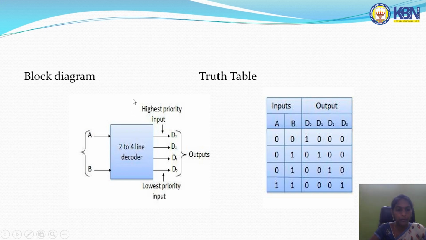The 2:4 line decoder. The 2 represents the input lines, so we take the variables A and B. The 4 determines the output lines, so we write D0 to D3 as output lines. We have to consider LSB to MSB, that is, lower priority inputs to higher priority inputs.